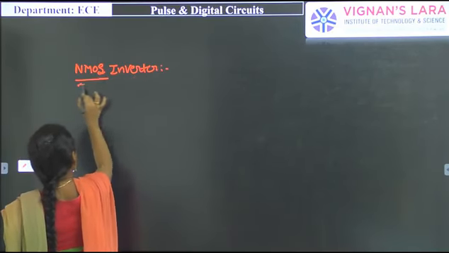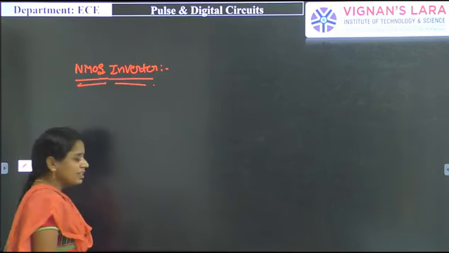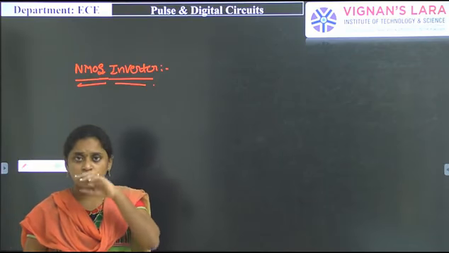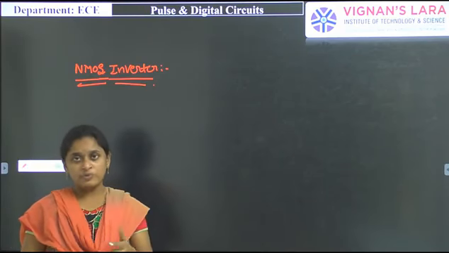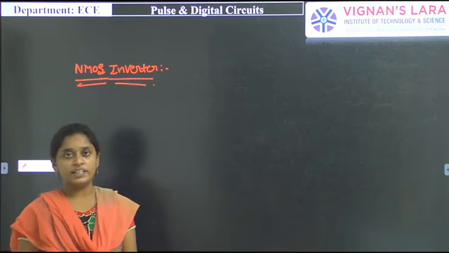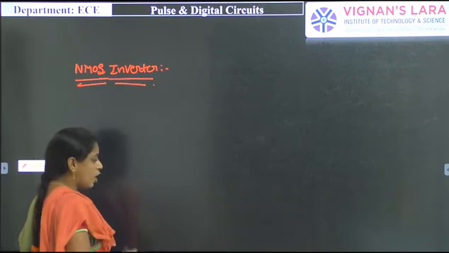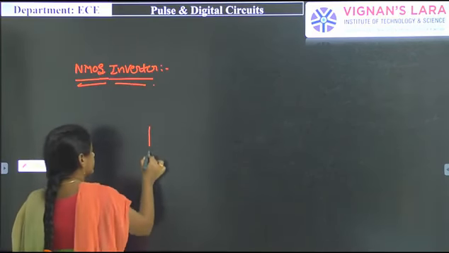So what is meant by NMOS? N-channel MOSFET. Simply we have to say that only for a 5 volt signal it can be operated. When we apply a 5 volt signal to this particular MOSFET, then only it can be operated. So this NMOS inverter can be like this.